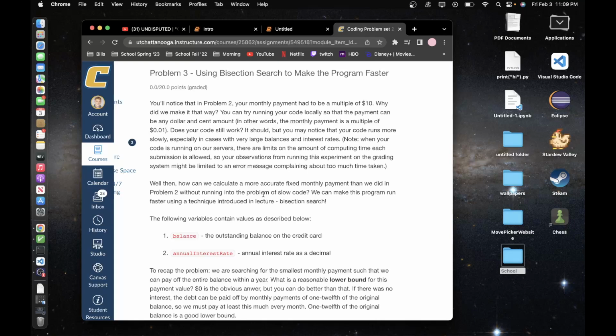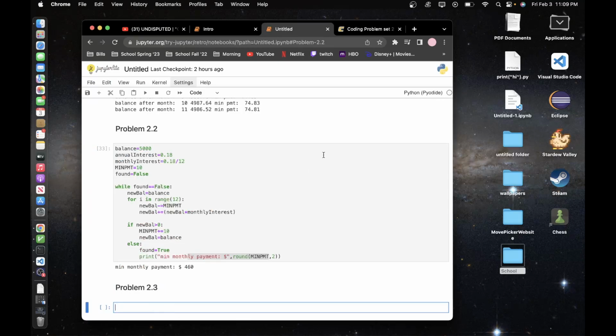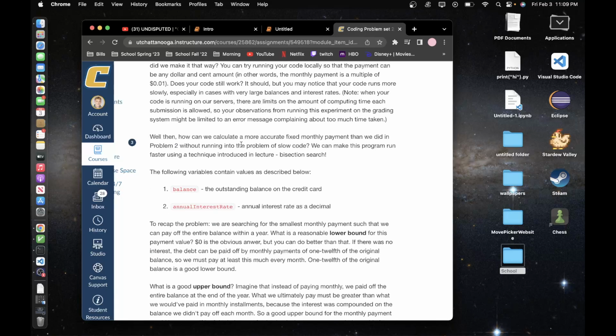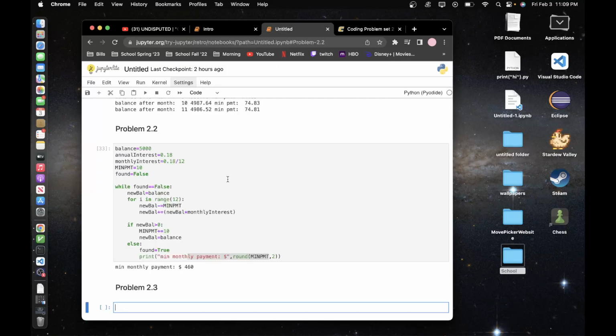Yeah, I practiced this a couple times, but I've had so much trouble with it. I'm just gonna start with the variables, I guess. So obviously balance is 5,000. Annual interest rate. I'm just gonna use annual interest. I think for the purposes of this problem, we understand that it's interest rate and not just total interest.